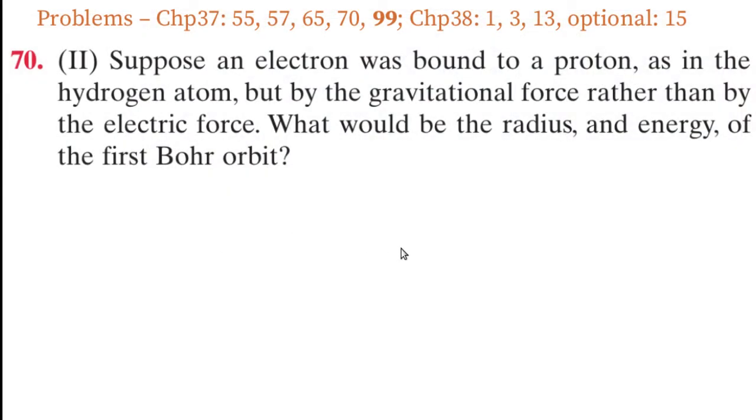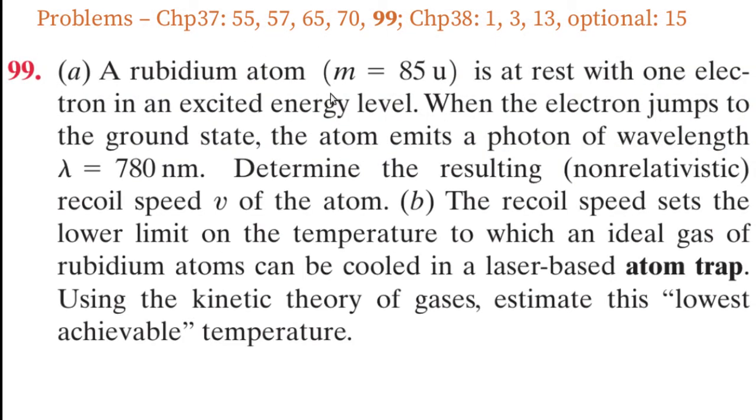And the last one from this chapter is problem 99, which I really like because it makes some reference to the earlier chapters that you are actually responsible for the final. So we have a rubidium atom which has the mass 85 u, so 1 mole of this weighs 85 grams or so. It is at rest with 1 electron in an excited energy level. When the electron jumps to the ground state, the atom emits a photon of wavelength lambda equals 780 nanometers.